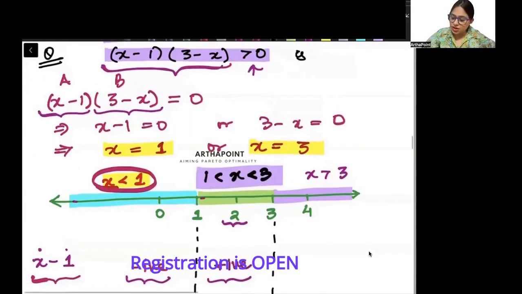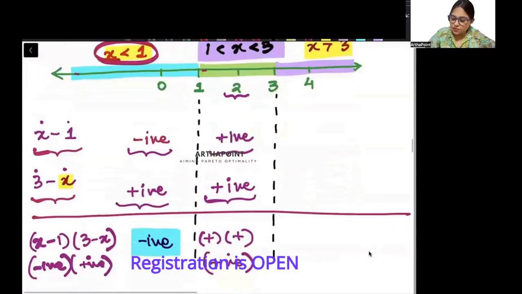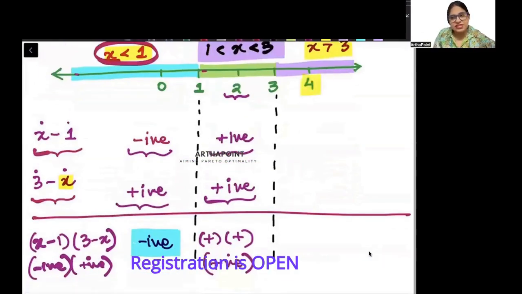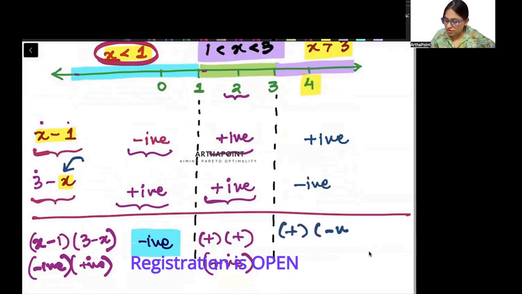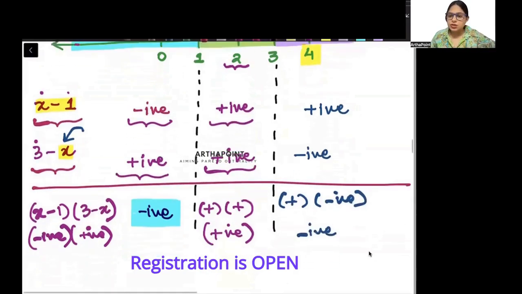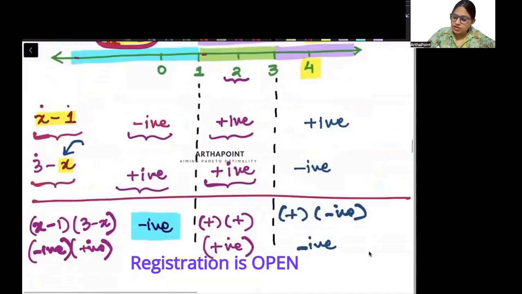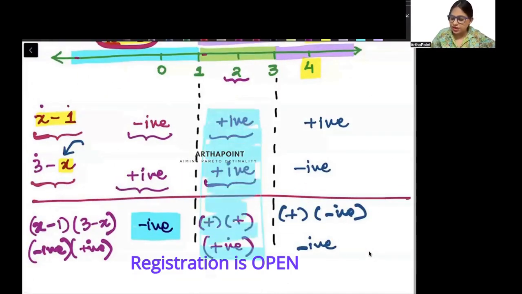Now let's try the last one. x greater than 3, beta. Suppose I take x as 4. Again I will put 4 minus 1, 3, and 3 is positive. 3 minus 4, minus 1, negative. So positive into negative is negative.